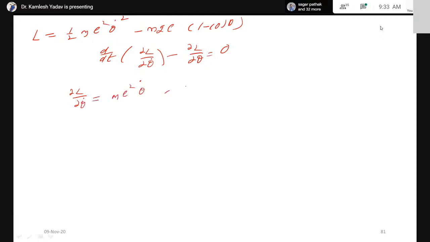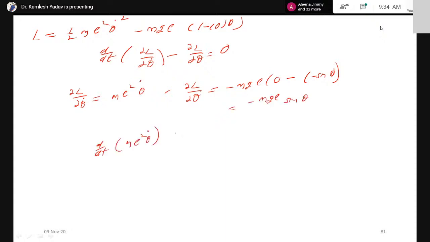And if you find partial L with respect to theta, we can write this is equal to minus mgl, derivative of 1 equal to 0, minus derivative of cos theta with respect to theta, which is minus sin theta. Therefore, this is equal to minus mgl sin theta. Now substituting this value, this becomes d by dt of m L square theta dot plus mgl sin theta is equal to 0.